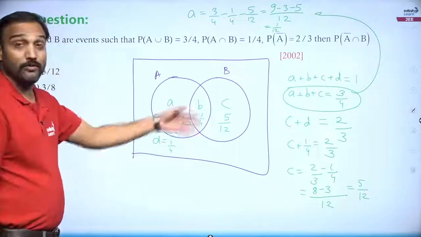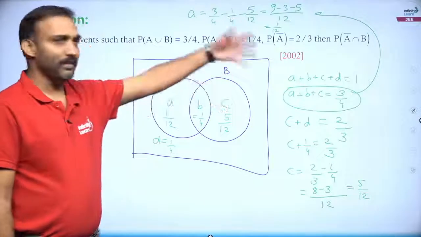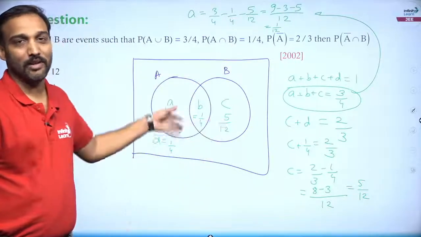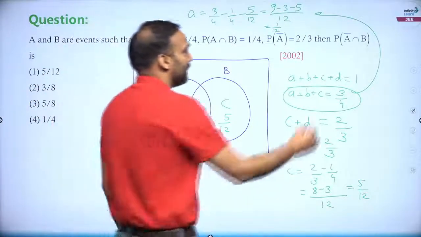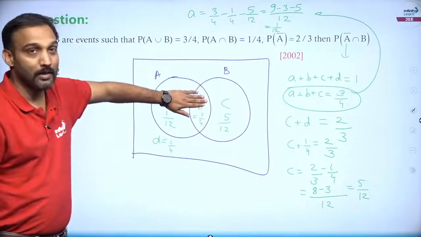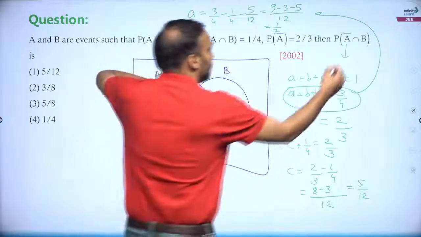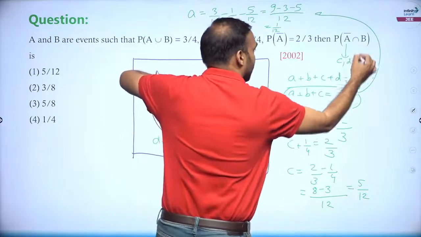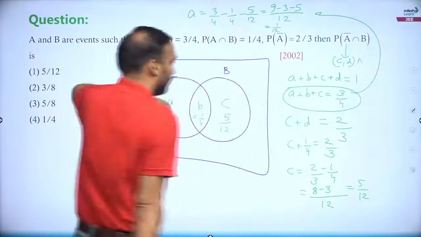So now see, I got the values for each of these areas. Now whatever is being asked, I can easily find out if I know all these values. What is being asked? A complement intersection B. Apart from A, what do you see? C and D. So A complement will have C and D. Intersection, what is there in B?